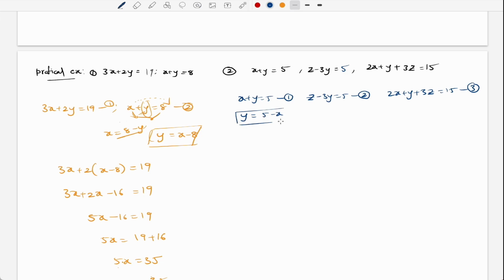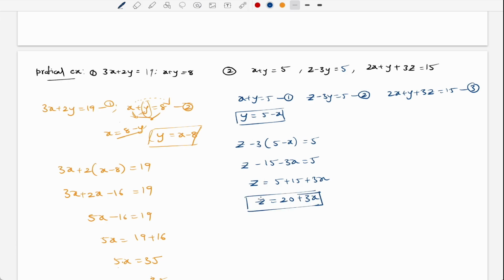From this equation, we plug the y value into equation 2, right? We're going to get 15 minus 3x is equal to z minus 5. We want the z value, so we transfer that: 5 plus 15 plus 3x, then z becomes 20 plus 3x. So we got our y value and our z value. I want to plug these values into equation 3.